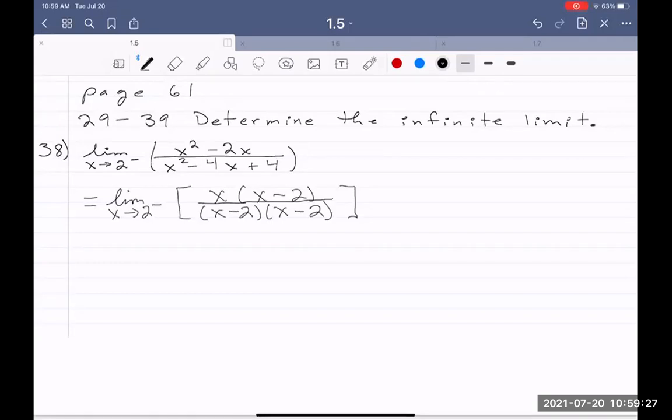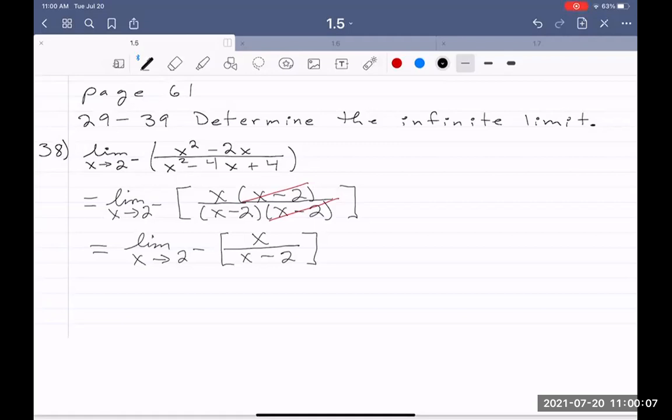Okay, so I want to make the limit here as x approaches 2. So I notice that I can cancel the x minus 2s. And so this is just the limit as x approaches 2 of x over x minus 2. Okay, so let's figure out what this is equal to now.